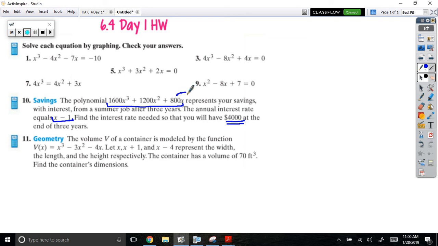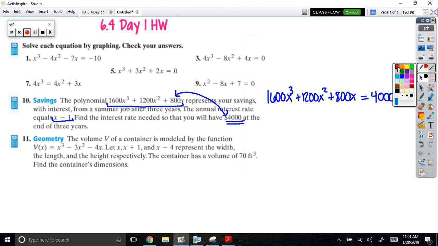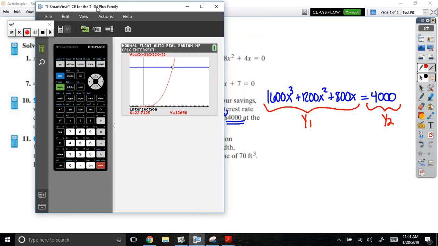So you want this to be 4,000. So that's your equation: 1,600 x cubed plus 1,200 x squared plus 800 x equals 4,000. If you're using method 1, you're going to let this be your y1 and this being your y2. This is already an indicator that we're going to have to change our y max because it's at 40 or 4,000. So let's go type all this in.